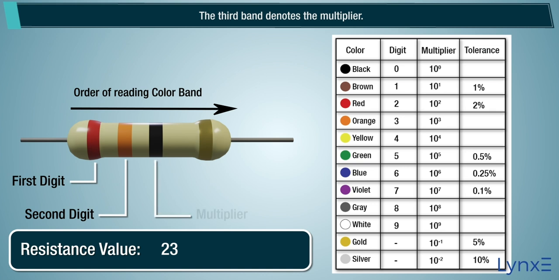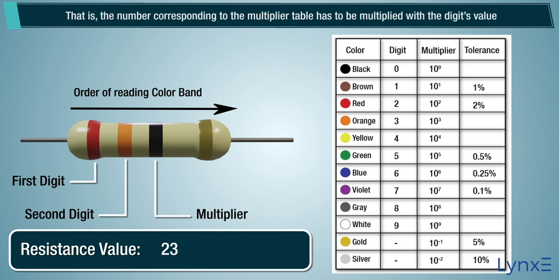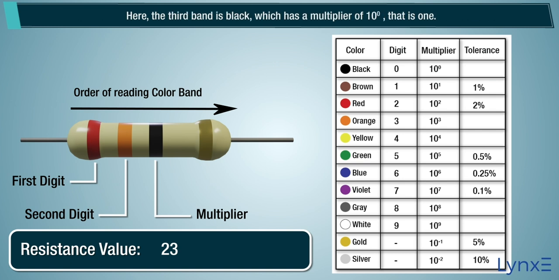The third band denotes the multiplier. That is, the number corresponding to the multiplier table has to be multiplied with the digits' value. Here, the third band is black, which has a multiplier of 10 to the power of 0, that is 1. So, the resistance value becomes 23 times 1.